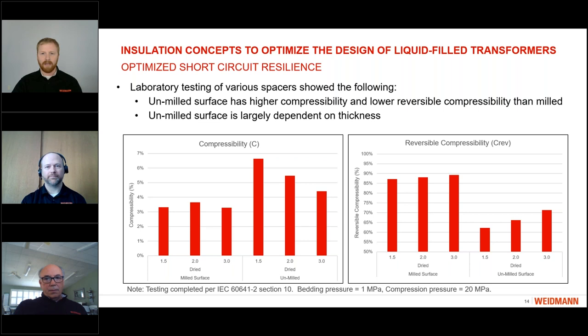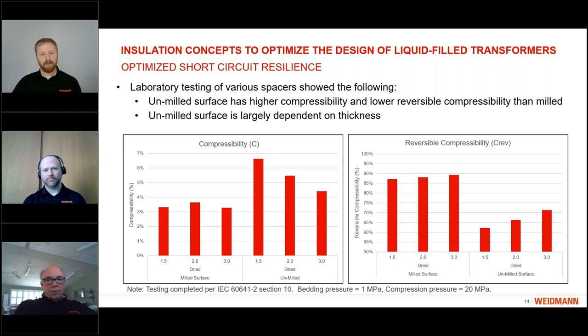So for compressibility, on the left-hand graph, we have the three spacer thicknesses, 1.5, 2, and 3 millimeter, all with the milled surface condition, where that screen pattern had been removed. And on the right-hand side, we are looking at the unmilled spacers where that screen pattern is fully intact, as it was following the manufacturing process. Focusing first on the right-hand side, the unmilled version, we can see a big impact based on the thickness of the spacer. So 1.5 millimeter has significantly more compressibility, or compresses much more, than, say, a 3 millimeter spacer.